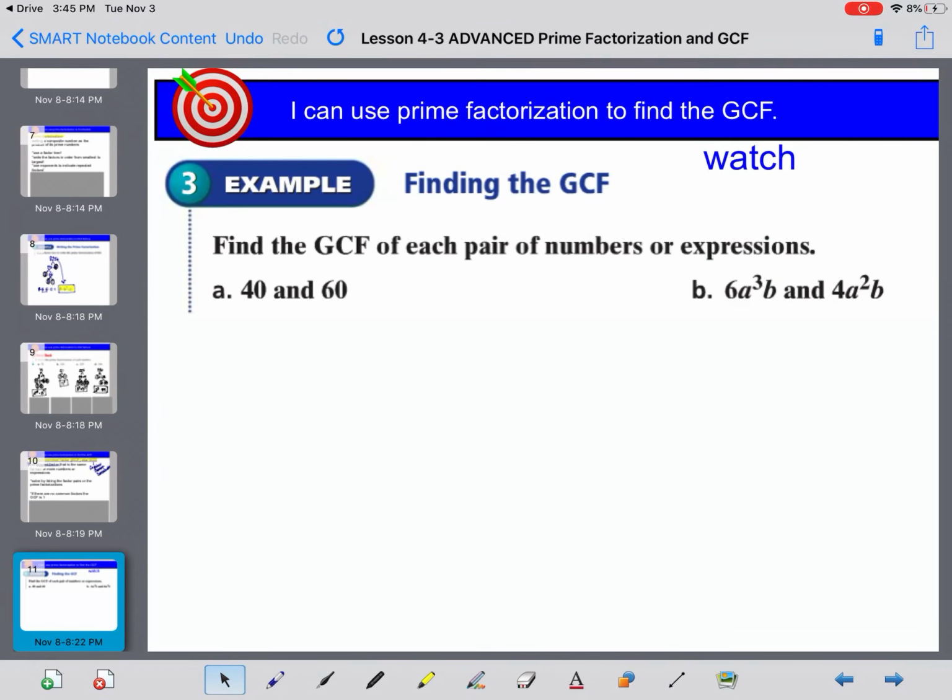Let's find the greatest common factor of each pair of numbers or expressions. So starting with A, we've already learned how to do a factor tree, so let's do that one again.